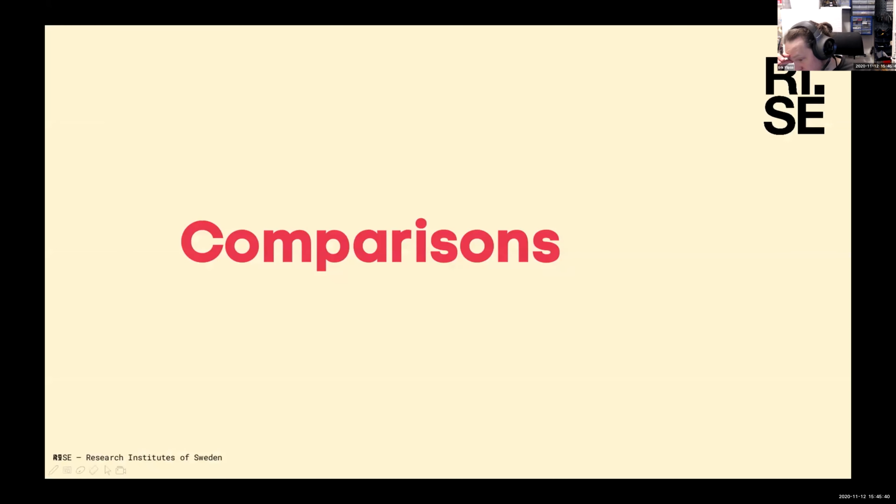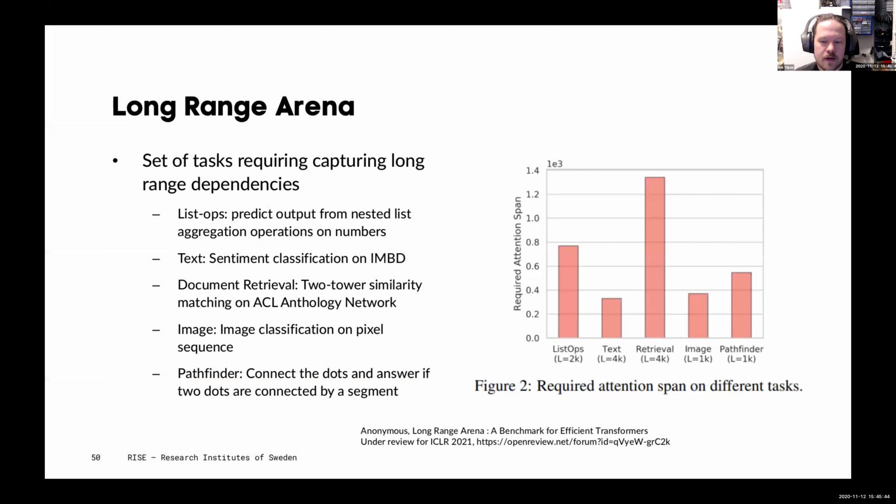So finally, we will look at some comparisons. And this is from a study which is currently under review at ICLR. Now it's also available on arXiv, so the anonymity is kind of busted. But still, it's based on a benchmark, or they try to devise a suite of benchmarks, which is supposed to gauge the long-range capacity of this model. How good are they at modeling long-range dependencies?